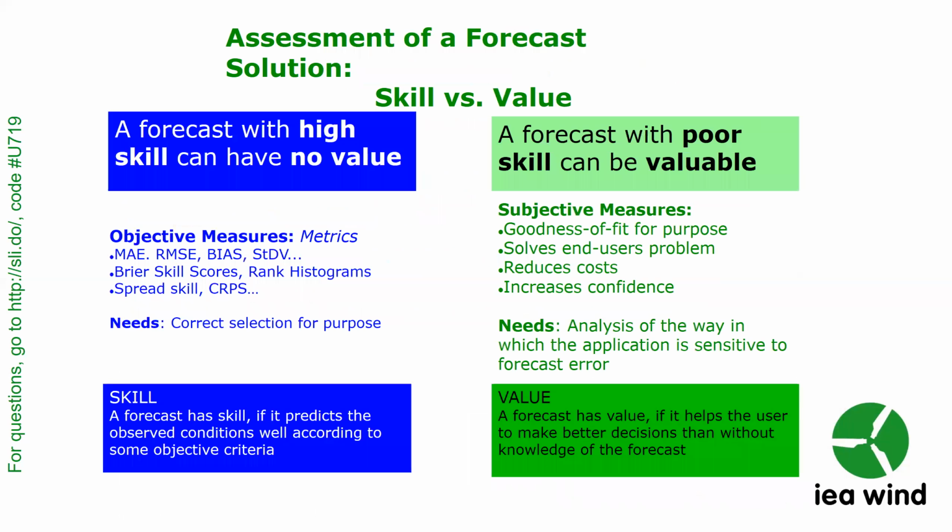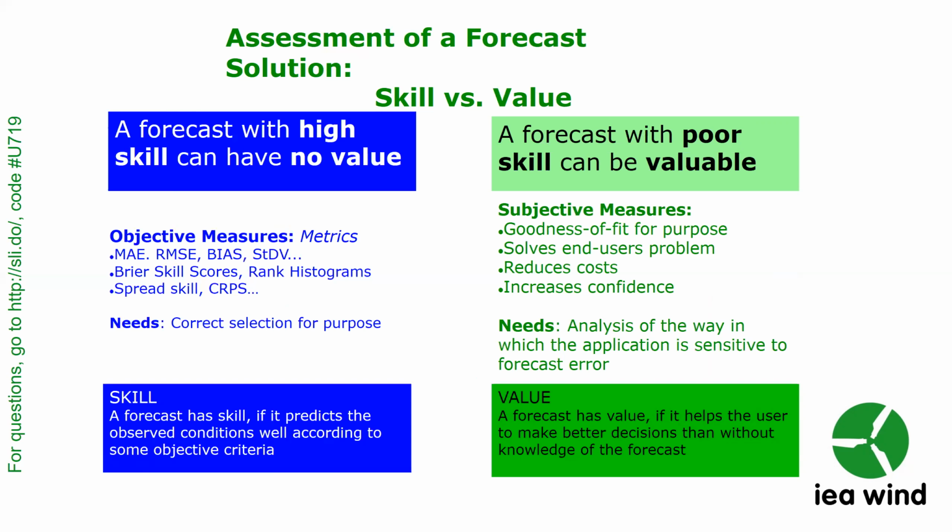And there's a difference between skill and value. It's very important to realize that any measure doesn't guarantee that you're measuring the value to the user. If we look at the difference between skill and value, skill is how well the forecast predicts the observed conditions according to some criteria or metric, right? So certainly we want to choose the correct metric or criteria for the purpose, the application. But you can have high skill and if you're not measuring it properly, then it may not have any value to the actual application.